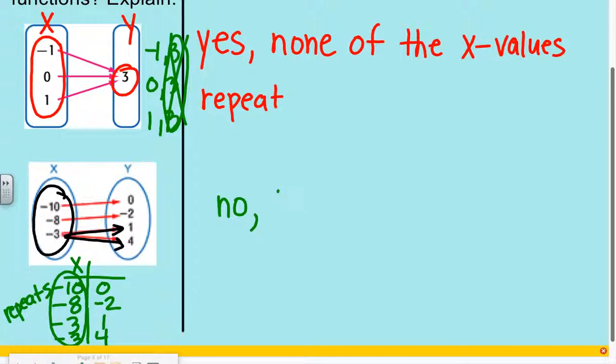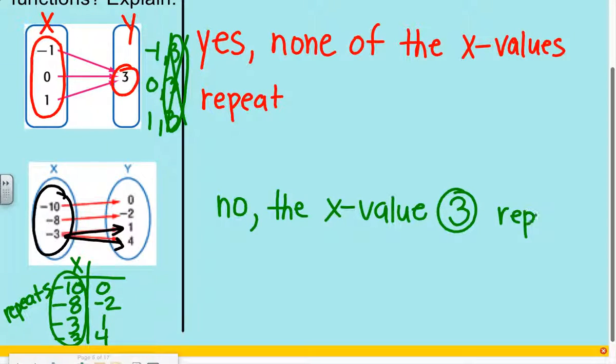So no, the x value negative 3 repeats. So if you ever see a mapping with an x value that has 2 arrows leaving it, it's not a function.